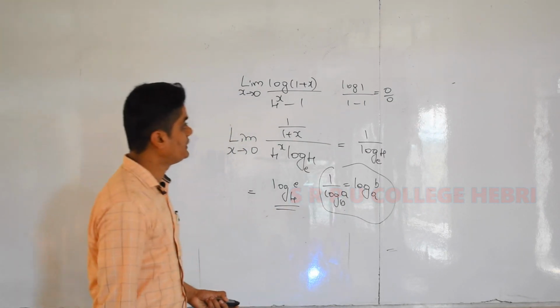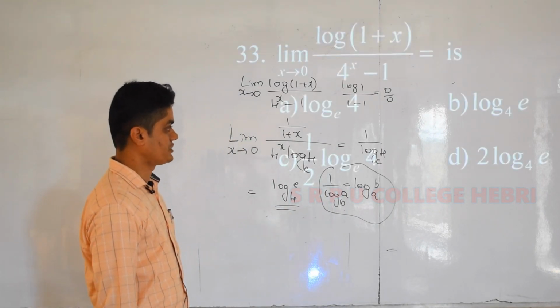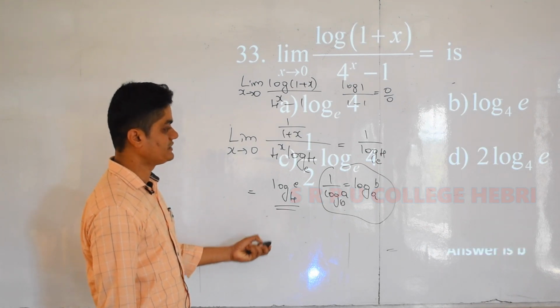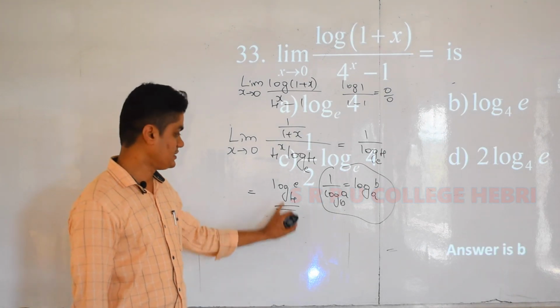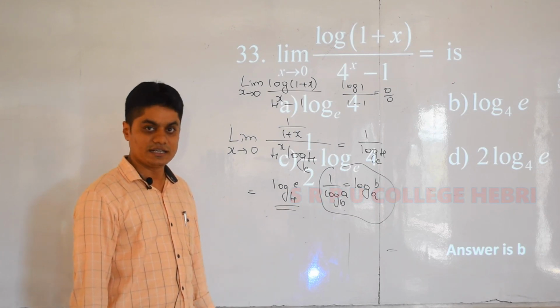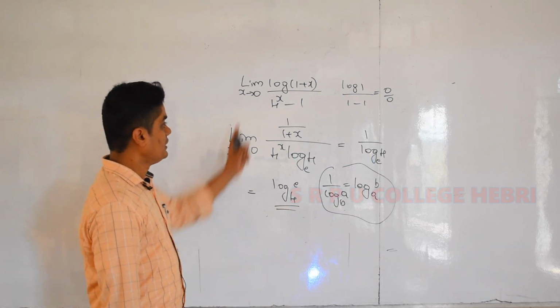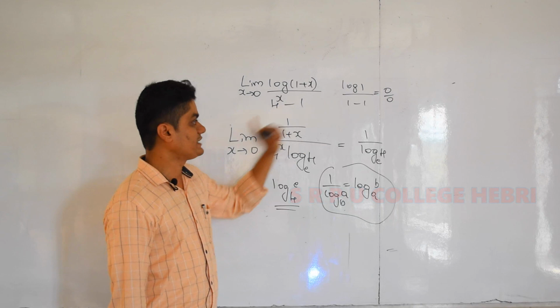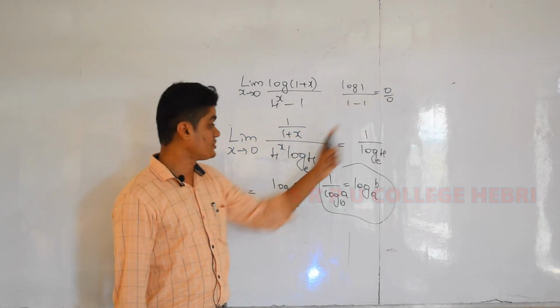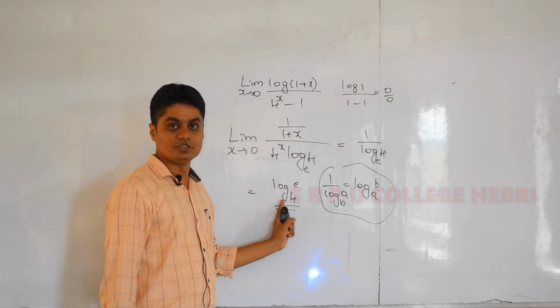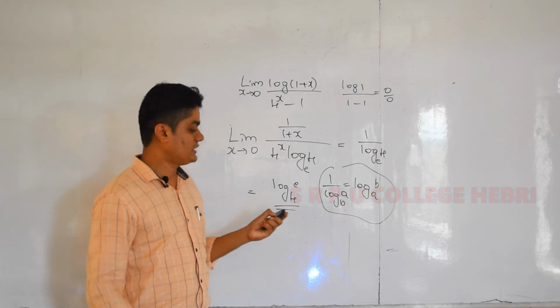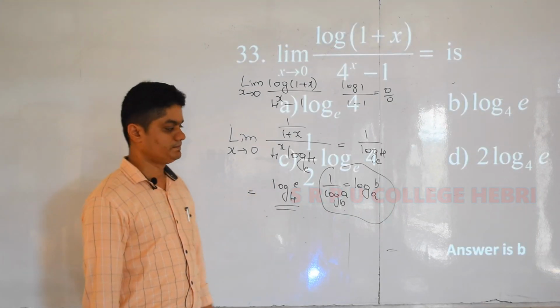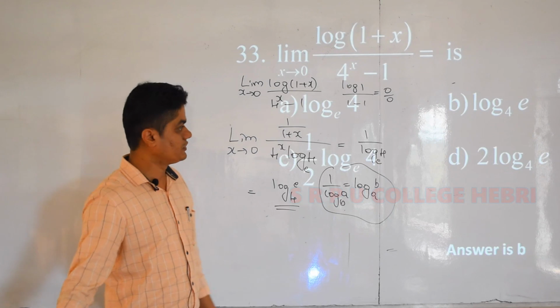Now let me check which option satisfies this. Option B satisfies this answer: log of e to the base 4. Understood? See this: log of (1 plus x) by (4 power x minus 1) is in the form of 0 by 0. So differentiate, substitute, finish. Got it? So the answer is option B. Very good. Next question.